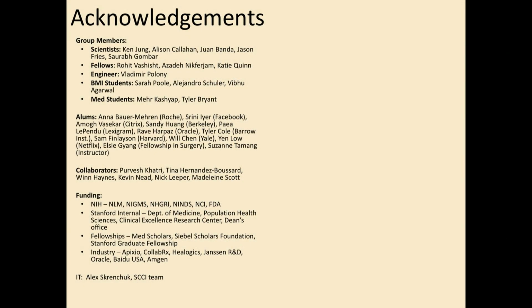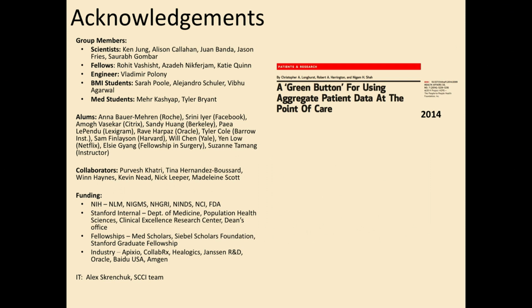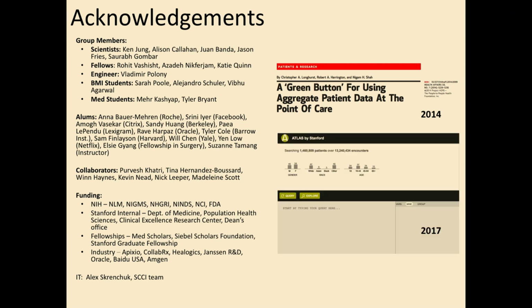And of course, none of this can happen without the efforts of lots of people. So this is a sampling of the 22 people right now. And these are the people who are past members of the group, with funding from a lot of different sources. And I always like to say this: in 2014 we had a vision, and in 2017 we actually have a search engine that makes this happen, and the service is live.